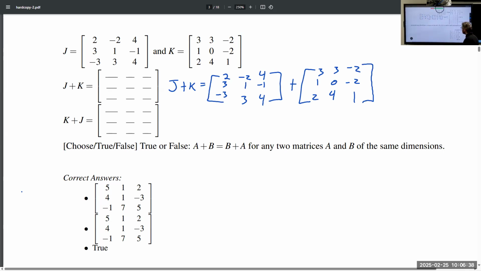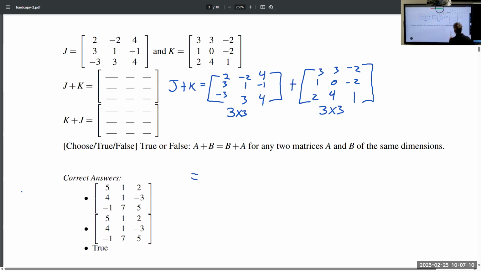And the way that matrix addition happens, they have to be the exact same dimensions. The matrices have to be the exact same dimensions. This is a 3 by 3. This is a 3 by 3. So we're fine. We can add them. They have to be the same dimensions for that to happen. Okay, if they are not the same dimensions, we cannot add them. All right, so what is J plus K?